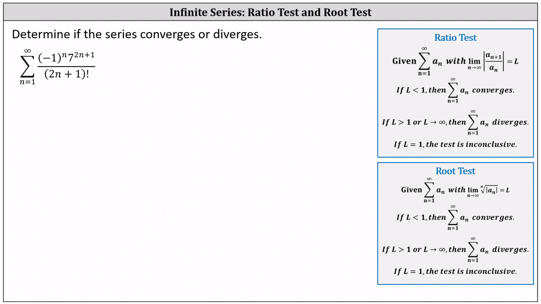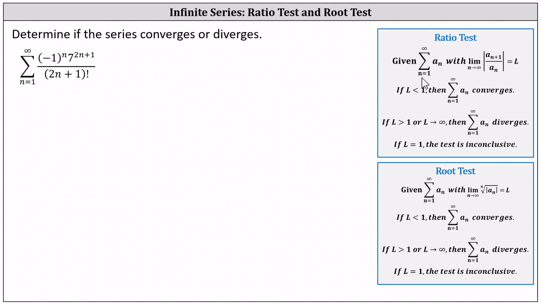Determine if the series converges or diverges. We have the sum from n equals 1 to infinity of negative 1 to the power of n times 7 to the power of 2n plus 1, all divided by 2n plus 1 factorial. Because of the factorial, we'll be using the ratio test shown on the right.